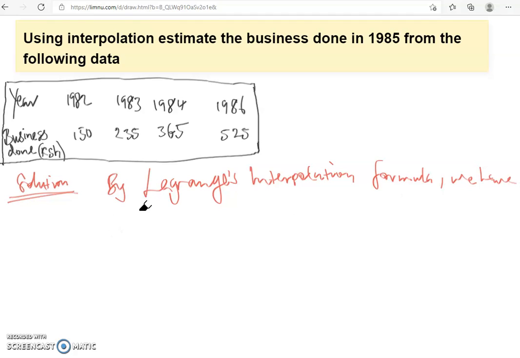So by Lagrange's interpolation, we have x naught to be equal to 1982. This is our x naught. This is our x1. This is our x2, and this is our x3. Of course, we have y naught, y1, y2, and then y3. That is by Lagrange's interpolation method.